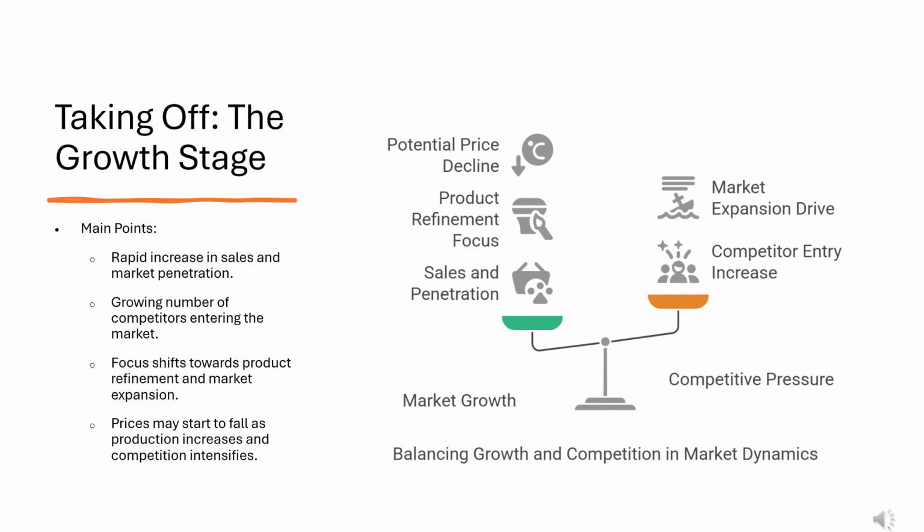This slide describes the growth stage of the industry life cycle. Key features include a rapid increase in sales volume and market penetration as more customers adopt the product or service. The number of competitors entering the market typically grows significantly during this stage. The focus of competition often shifts toward product refinement, differentiation, and expanding market reach. Prices may begin to decline as production volume increases and competition intensifies.